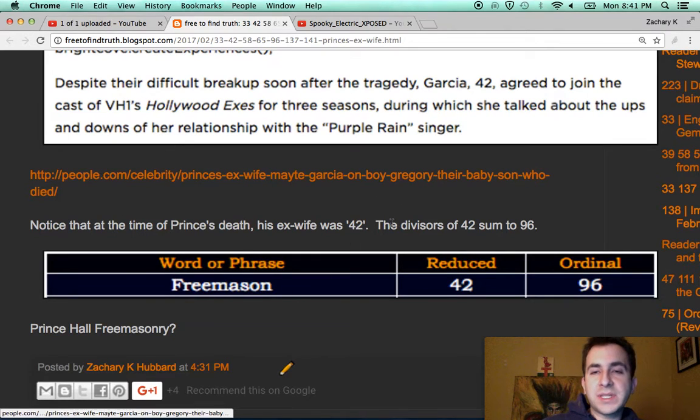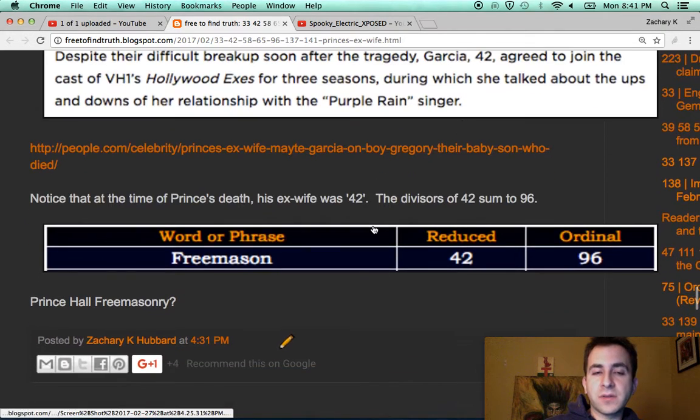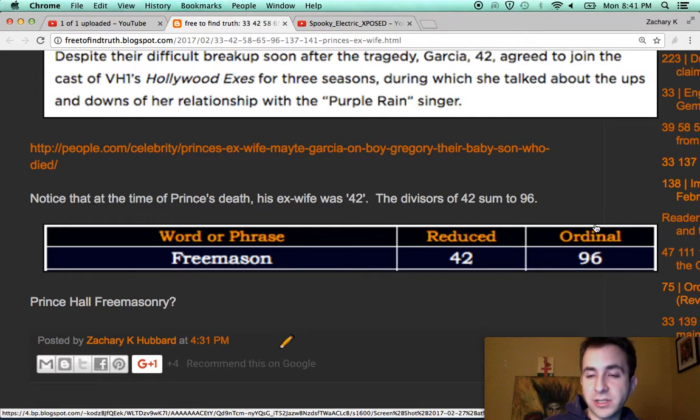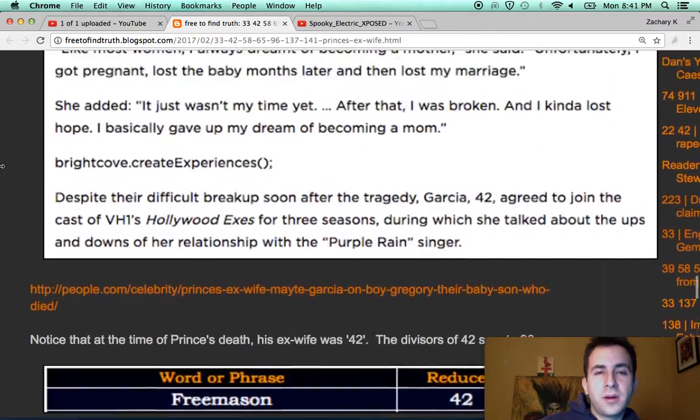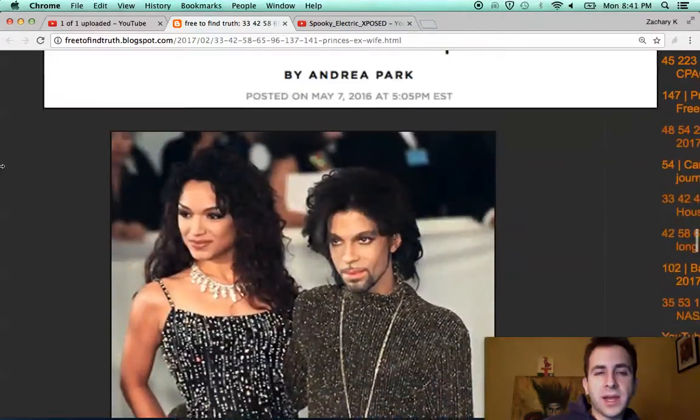When Prince died, his ex-wife Garcia was 42 years old. What's interesting about 42 is that if you take all the numbers that divide into 42 and add them together, they sum to 96. They got married in 96. They had a child in 96. It died a week later. They got pregnant again right away, had a miscarriage, and then the relationship was ultimately over, according to what's been written. But it's just amazing the way things line up.